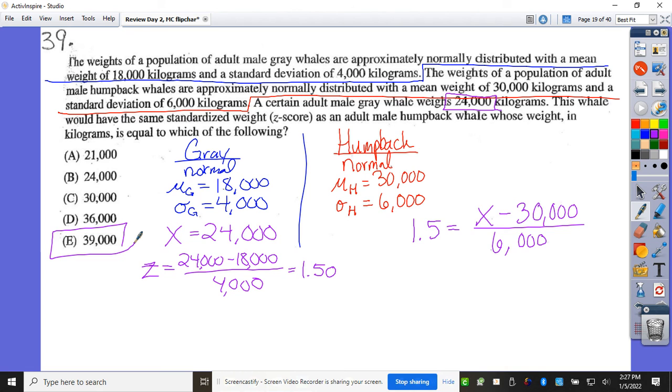Well, what is the mean for humpback whales? 30K. So I know that what are my only 2 possible answer choices? D and E. Does that make sense? So I understand that it's got to be bigger than the mean. There are only 2 answer choices that were bigger than the mean there. Most problems on the AP exam, you can think through it like that and narrow it down to 2 or 3 answer choices without doing any math.